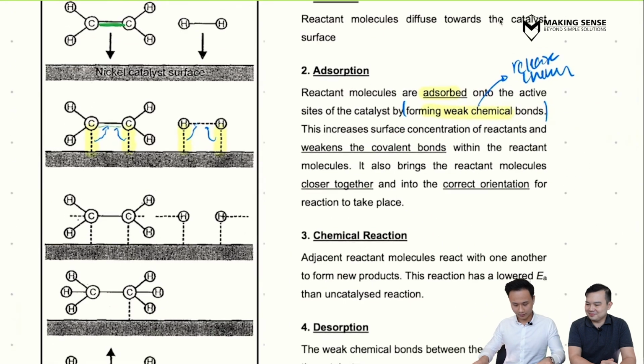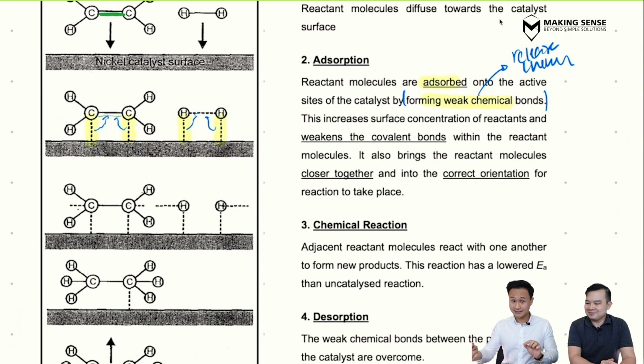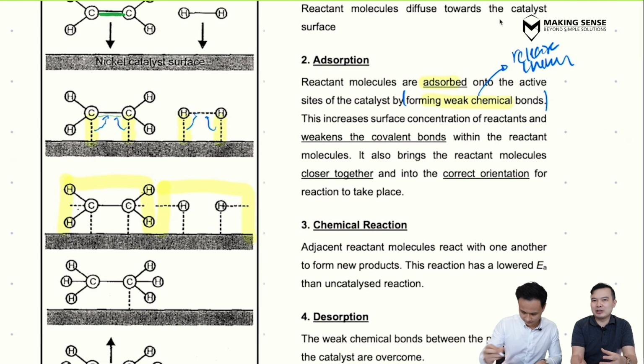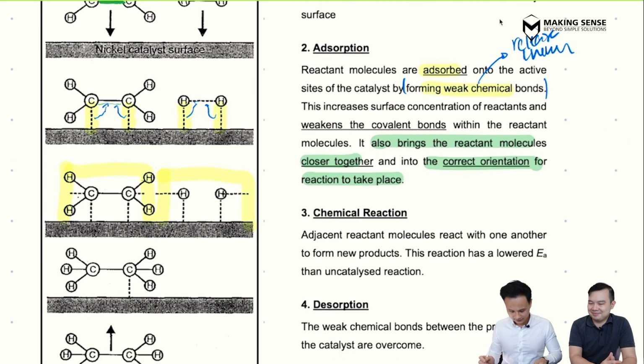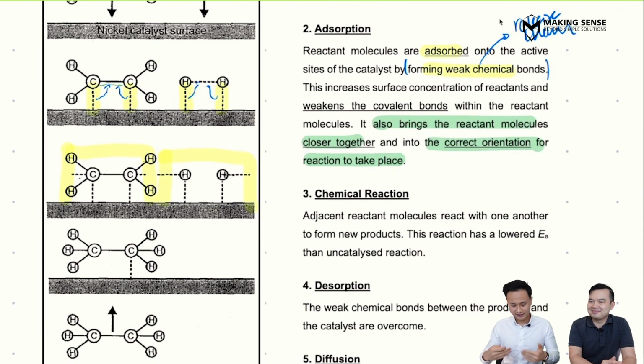All right? Now, after adsorption has taken place, you can see how now, Mr. Leong, the reactants are much closer to each other. So when they're a lot closer, is it easier to form new bonds now? Yes, because you increase the surface concentration, right? So you are orientating the molecules in such a way that they can facilitate the formation of new chemical bonds that helps you to form the products. Exactly. Okay. So the next stage is chemical reaction.